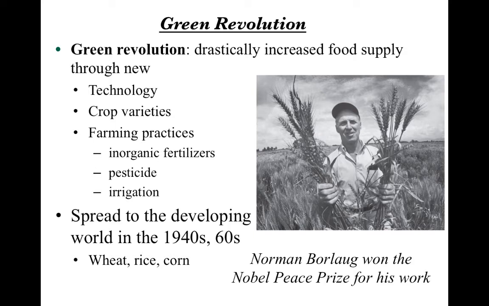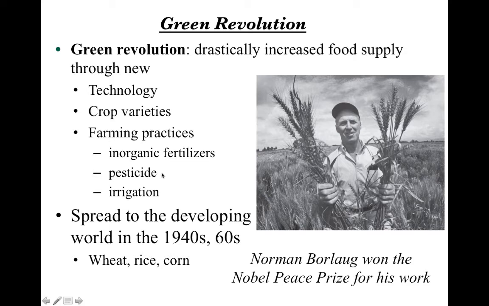The Green Revolution was mainly the work of this fellow in the picture, Norman Borlaug, and he even won the Nobel Peace Prize in 1970 for what he did for this Green Revolution. He really pushed for the use of technology, new crop varieties, not genetically modified organisms, which we'll talk about more in a moment, but more of doing crossbreeding and things like that to come up with better crops to plant.